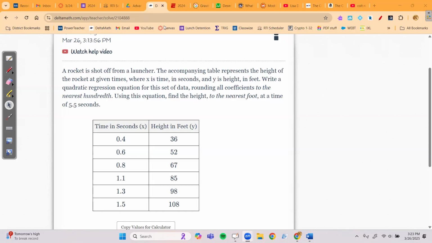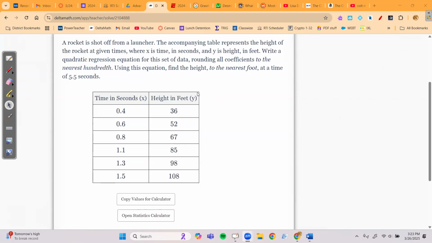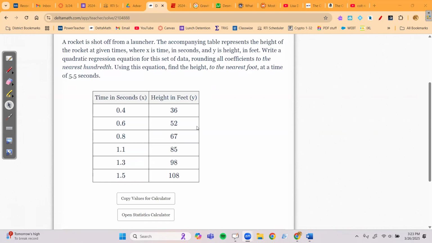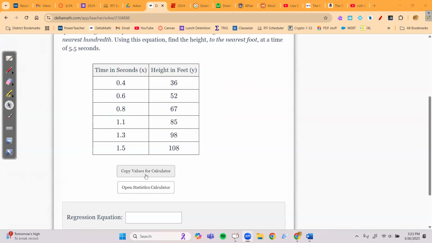So, first thing we notice is that down here below the table, and your table is going to be different, there's a button that's going to save us a ton of time, and it says copy values for calculator. That's a mega time saver. The thing is, when you click it, nothing happens. So don't expect anything to happen. What we're going to do is copy the values, and now we're going to open the statistics calculator.